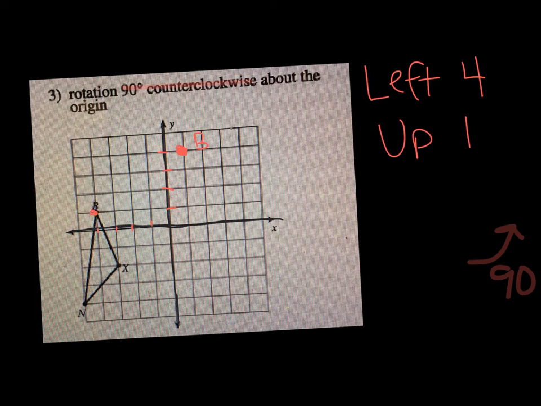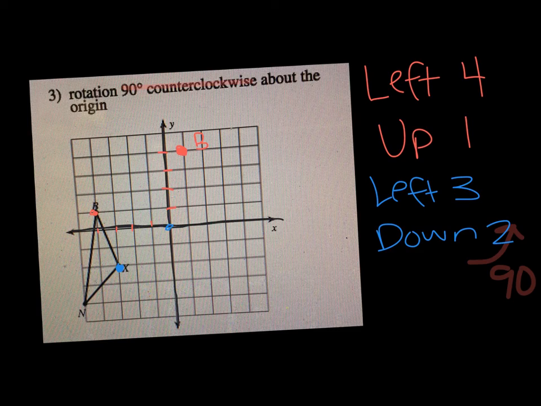All right, let's choose a different color and we're going to do X now. So how we got to X, we moved left 3 spots and we moved down 2 spots. Once again, this is talking about from the origin, that's how we moved. Okay, so we moved left 3, down 2.